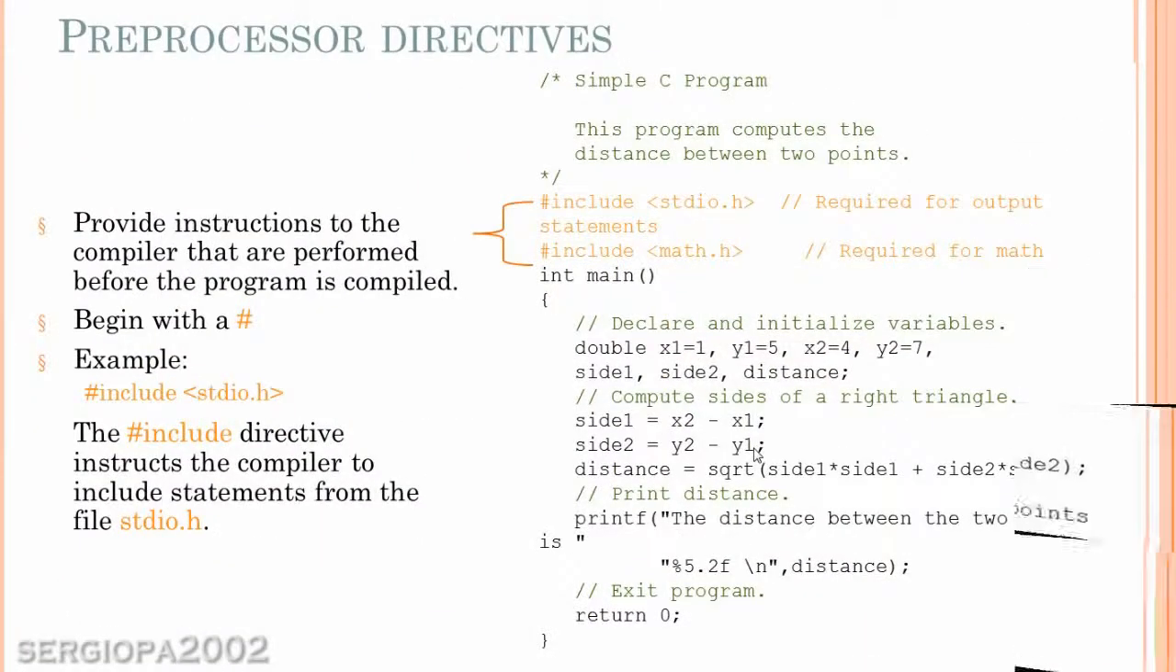Now the next section is the preprocessor directives, and they are in orange in this example. These are really instructions that are provided to the compiler to be performed before the program is compiled. They begin with the #, and that example is what you see there on the screen. For example, the #include directive instructs the compiler to include statements from the file stdio.h, that is an external file.